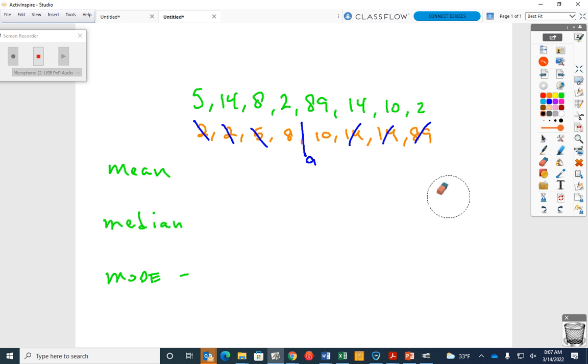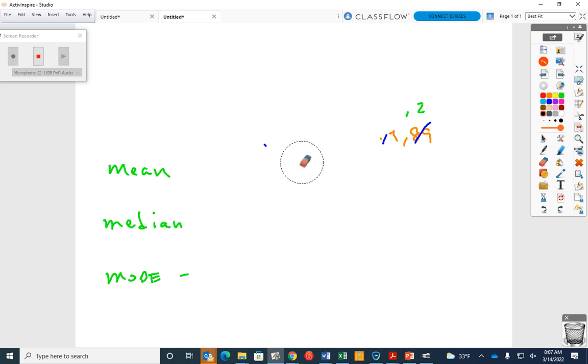Okay. I'm going to erase all this, and I'm going to do another data set. Let's say I just have this. 1, 2, 3, 4, 5. If I was going to find the mean, you would add these up and divide by what? By 5. Okay, so if I added 1 plus 2 is 3 plus 3 is 6 plus 4 is 10 plus 5, 15.